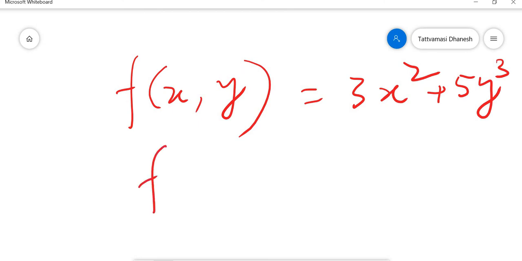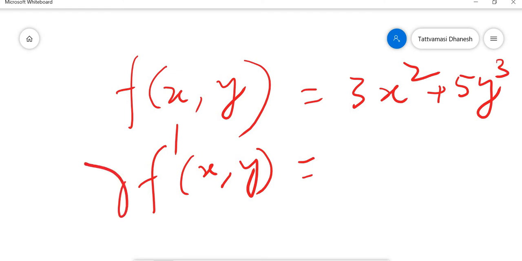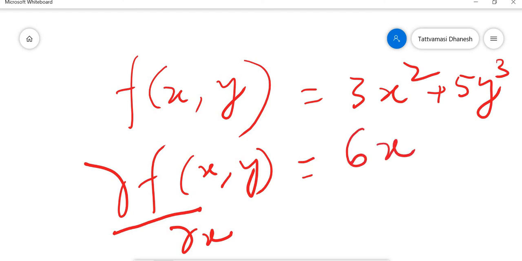Then the derivative, we can denote as f dash of x of y. You can differentiate with respect to x, writing dou f by dou x. That is one derivative. You differentiate this function with respect to x, and at that time y is a constant. So you get 3 into 2x, that is 6x.